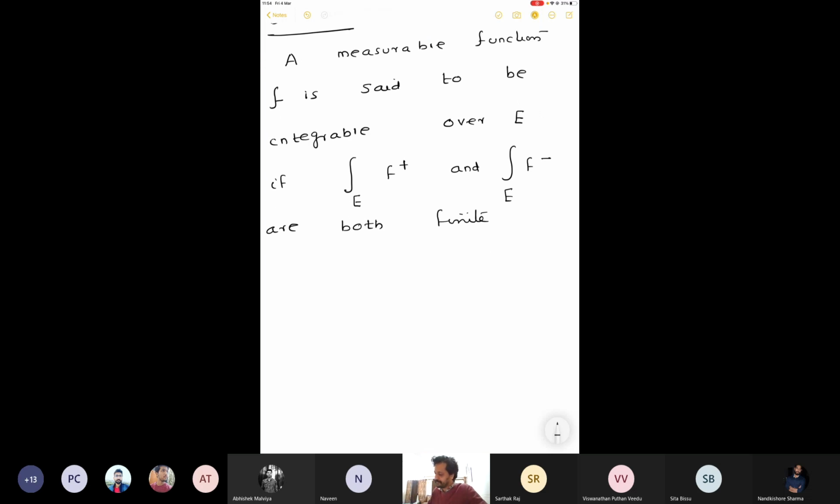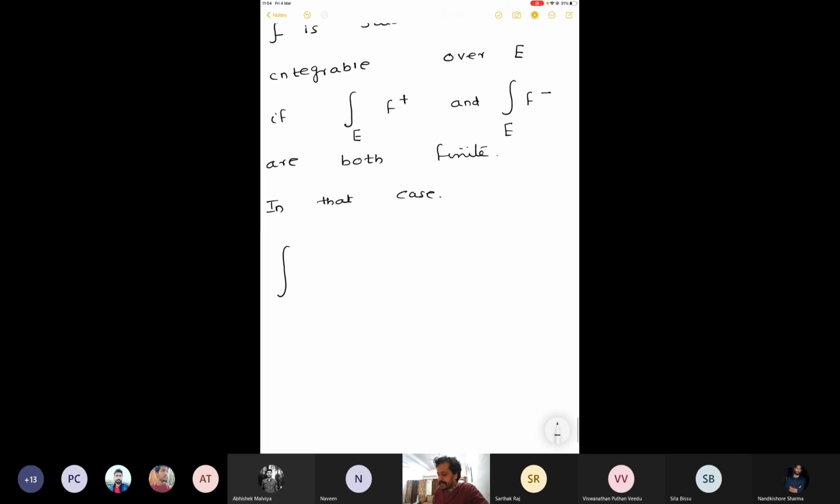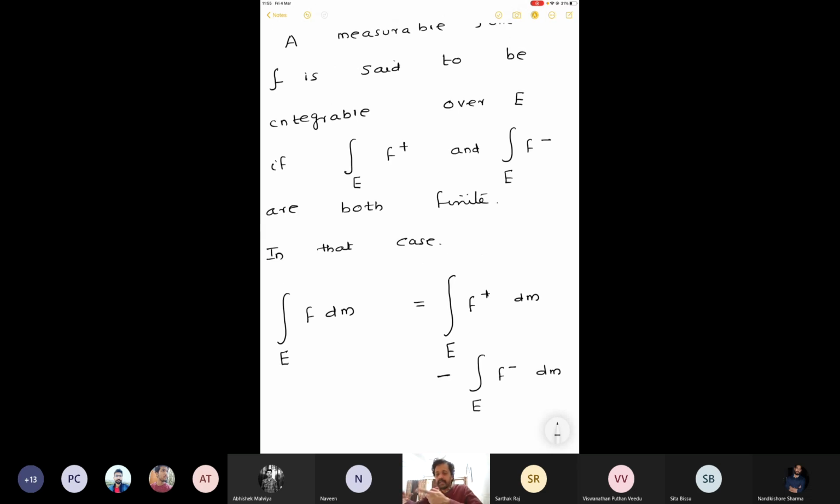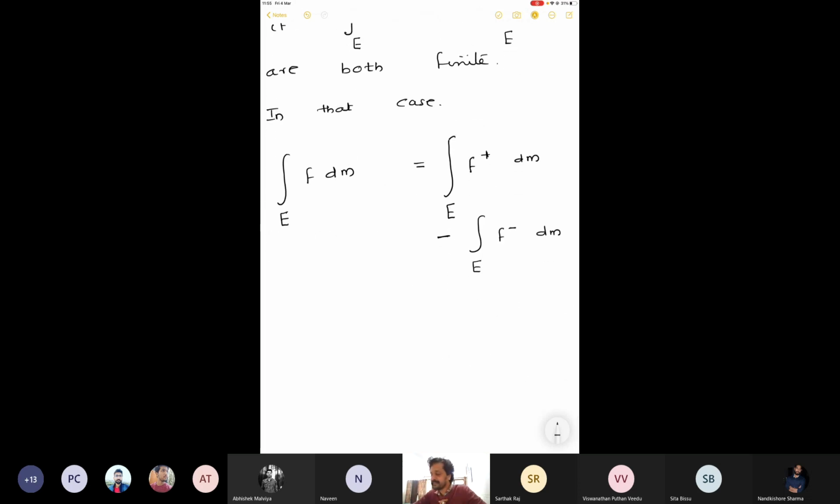Both are finite, and in that case we define the integral over E of f dm. This is the definition. Now I can integrate any function, need not be non-negative and so on. As you expect, the definition would be the integral over E of f plus dm minus the integral over E of f minus dm. There is no question of infinity minus infinity now. We already imposed the condition that f is integrable. Only when it is integrable, we will integrate. Is that clear?